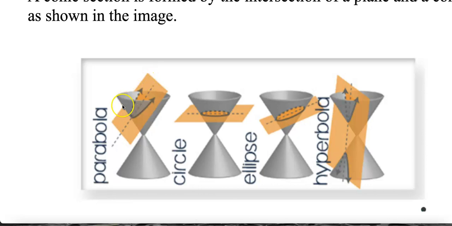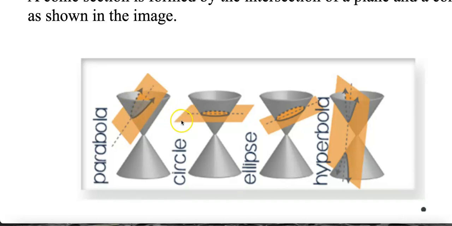Now if you see, this orange part is a plane, and this gray part is a cone. So when I'm cutting my cone in this direction, and you see this arrow and this part over here, this is called what? This is called a parabola. This shape is called your parabola.